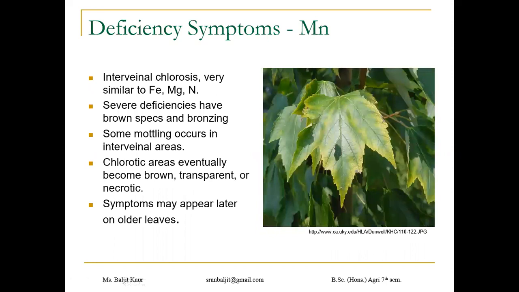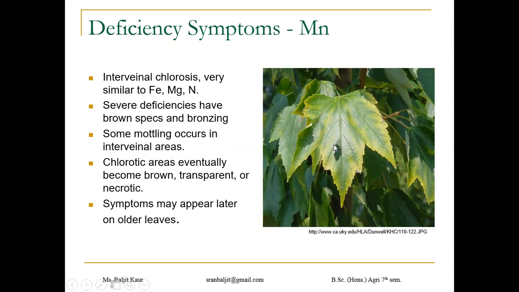Then manganese, there is again interveinal chlorosis. This is very similar to iron, that is ferrous, magnesium, and nitrogen. And severe deficiencies have brown specks and bronzing. So if there is severe deficiency of manganese, then brown specks will be there and bronzing of the leaves will occur, right? Some mottling occurs in the interveinal areas. So this is the mottling.